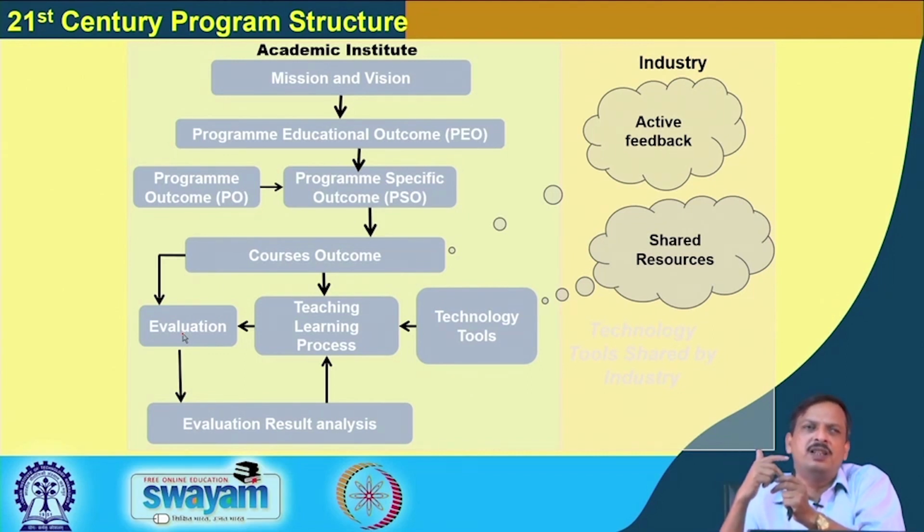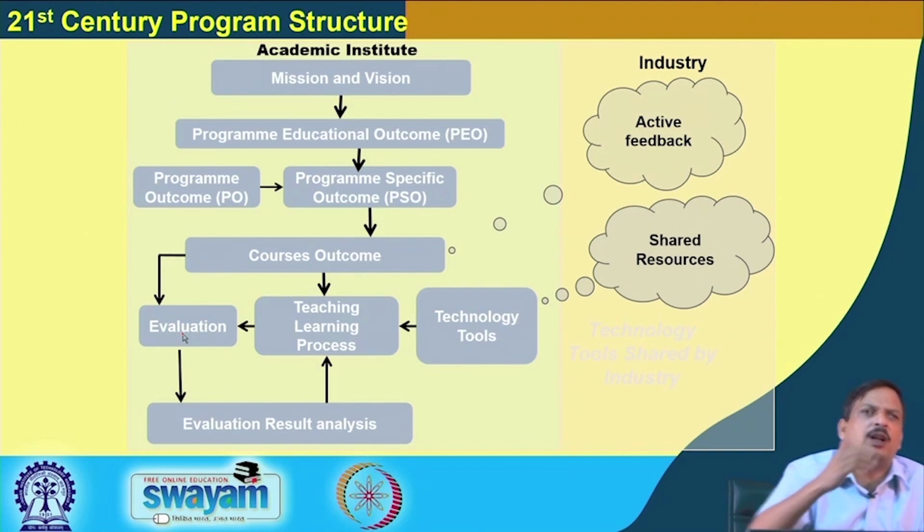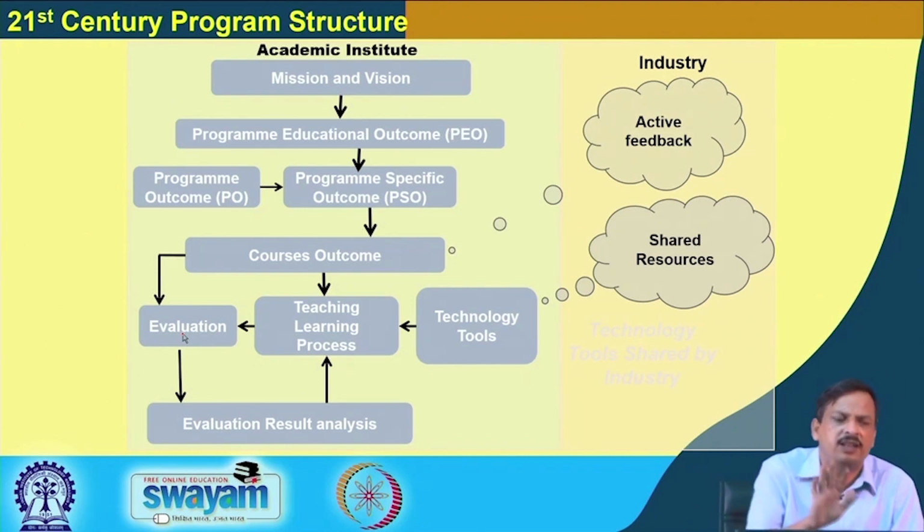Why do I say objective and outcome both terms? Here objective means only instructional objective, which is specific, measurable and achievable. Once your goal is specific, measurable and achievable, it becomes an outcome. Okay. So, program educational outcome or objective will be fulfilled by program outcome. So, there is a difference between program outcome and program educational outcome. I will explain those differences.